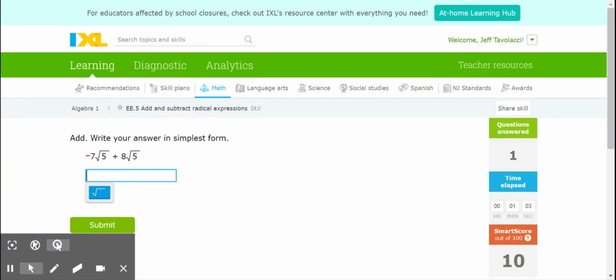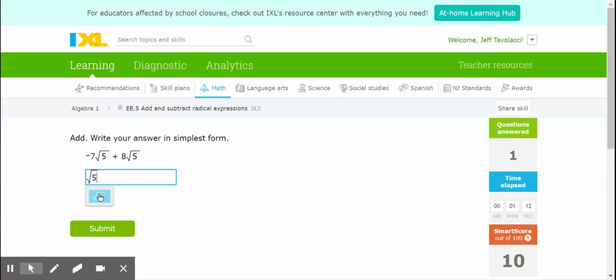Okay, now same idea. Negative 7 square root 5 plus 8 square root 5. That's going to give me 1 square root 5. We don't need to write the 1. If you wrote at least 1, it assumes that the coefficient is 1.